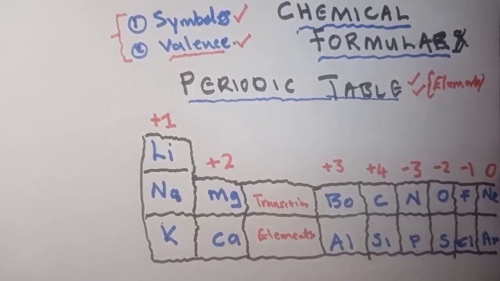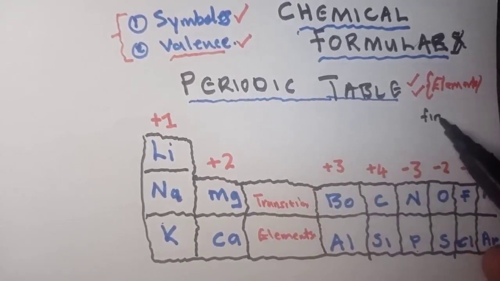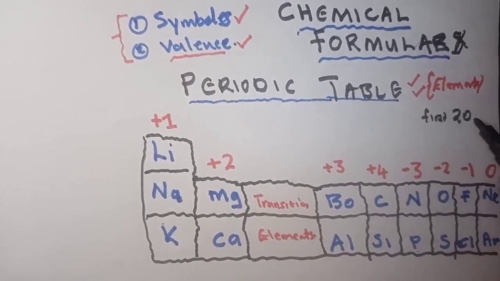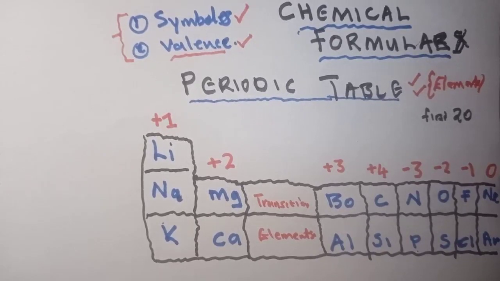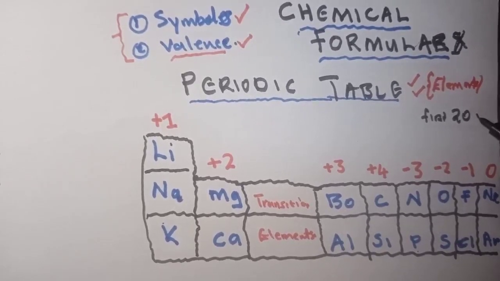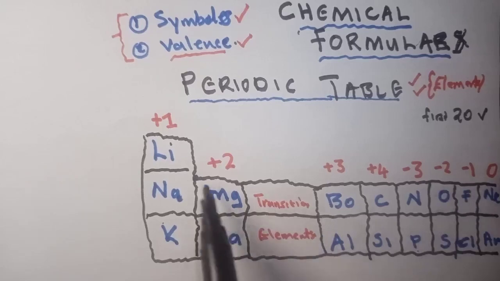What I'm going to tell you is that you have to memorize the first 20 elements on the periodic table, starting from hydrogen up to calcium. Calcium is number 20 on the periodic table. What I mean is that you should know the chemical symbols. At least know the chemical symbols.